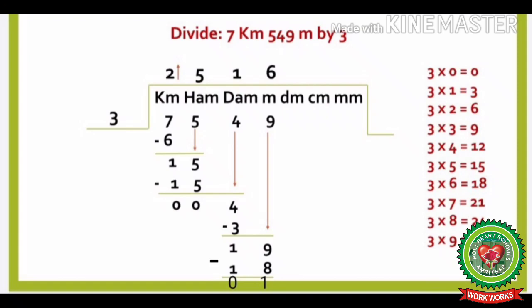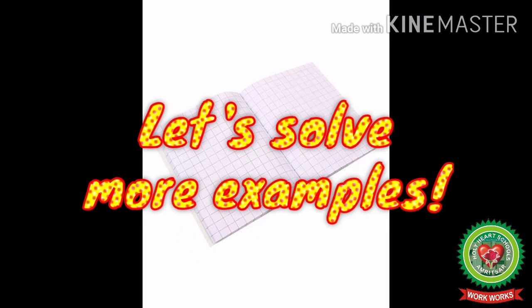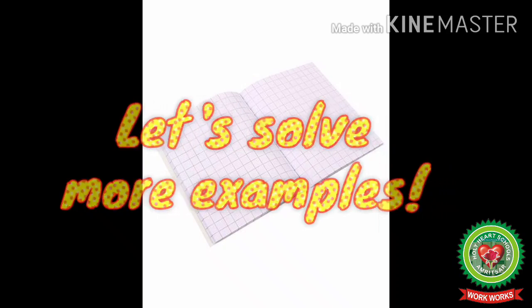Now we have divided the number. Now kids, we will just put an arrow in the kilometers place just after 2 to separate kilometer and meter. That means 2 kilometer and 516 meter is the answer. So the answer is 2 kilometer 516 meter. Let us solve some more examples on copy to understand the topic more clearly.